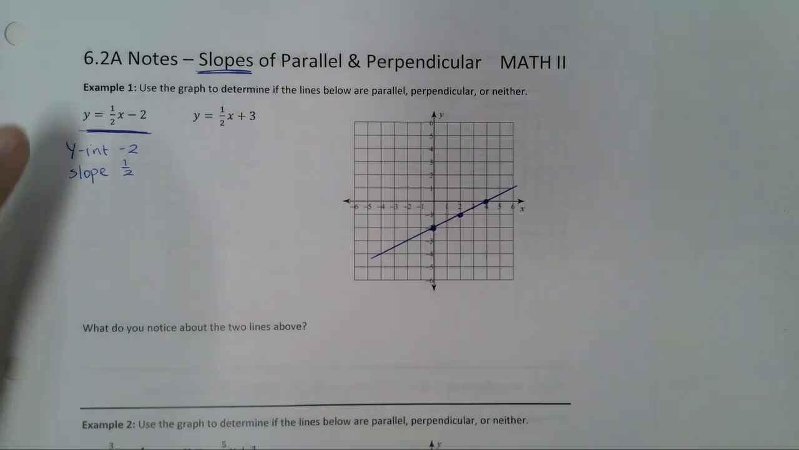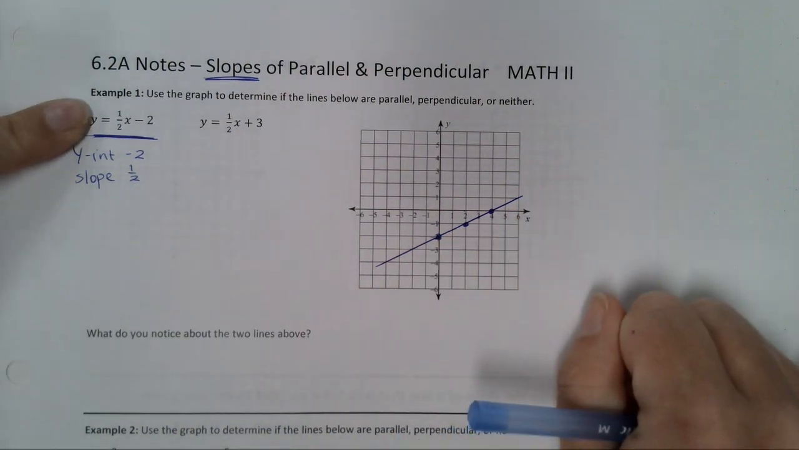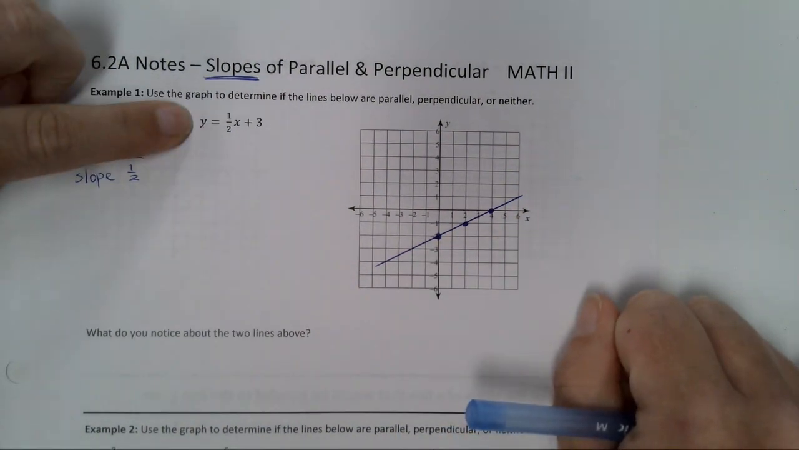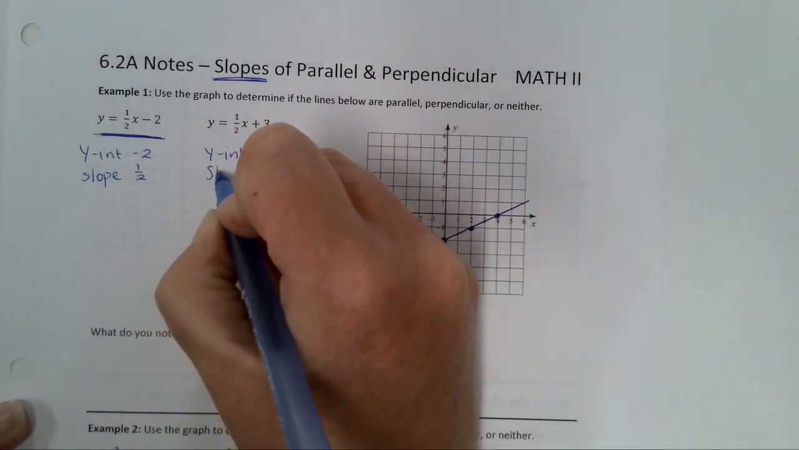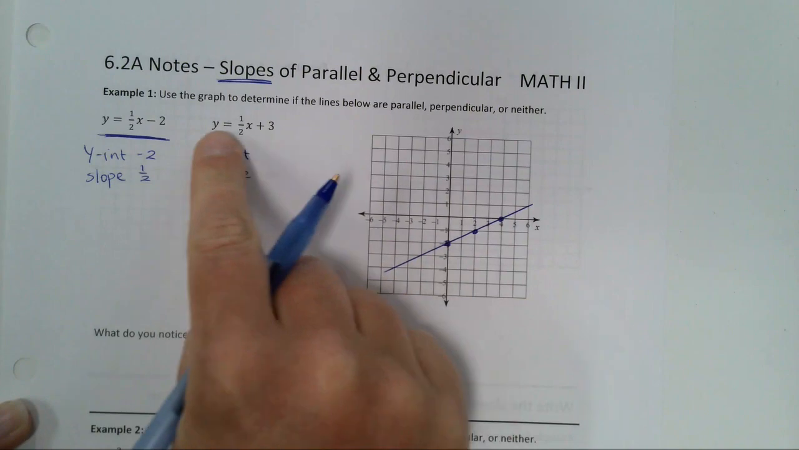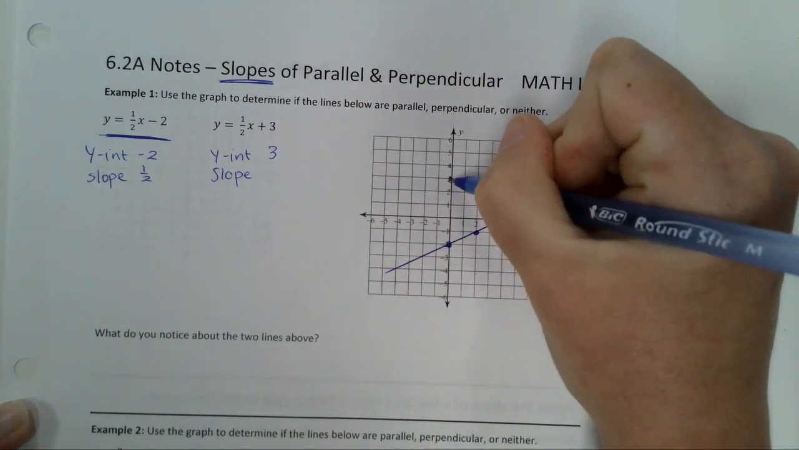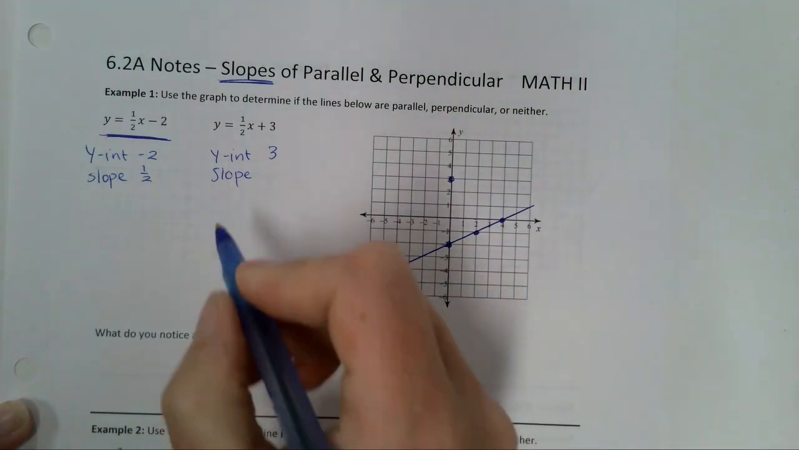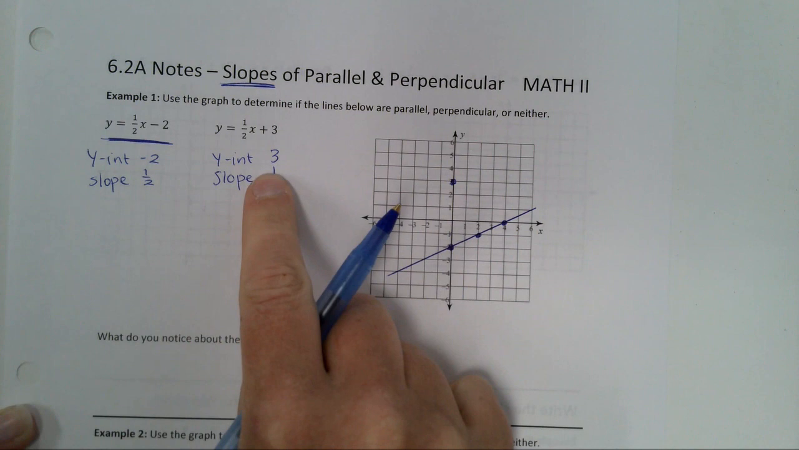Okay, so this line is this equation right here. Now we're going to do it again, but we're going to do it for this equation. Alright, so I need the y-intercept and I need the slope of this second line. What's the y-intercept of this one? 3. I'm going to start at 3, positive 3. And then what's my slope? 1 over 2 again. So just like before, we're going to rise 1 and then run 2.